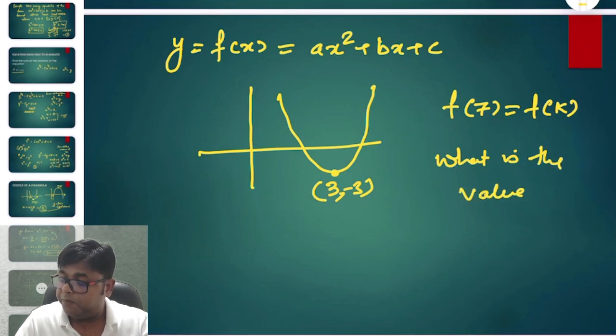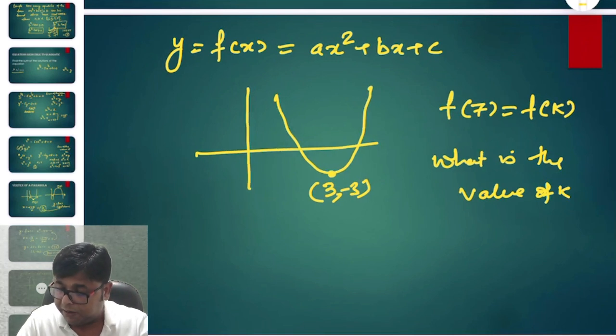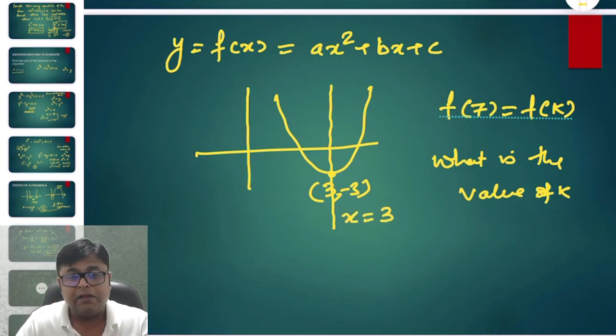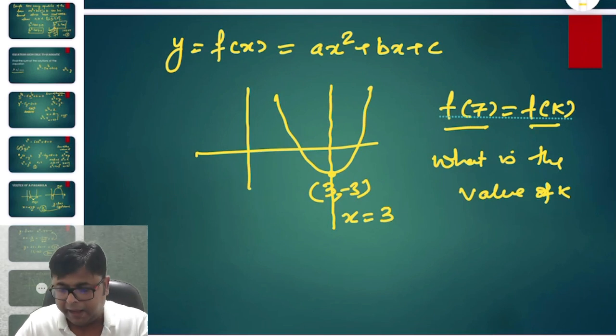Now this is the vertex of a parabola. The line passing through the vertex of the parabola is a line of symmetry whose equation is x equal to 3. Now when it's a line of symmetry, f of 7 means the value of the function, or of y, at x equal to 7, and f of k means the value of y at x equal to k.